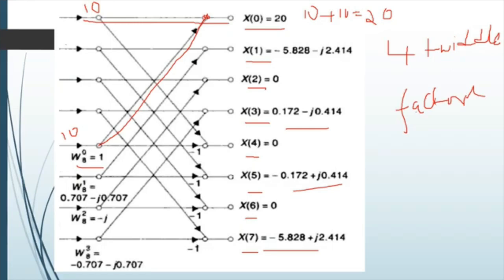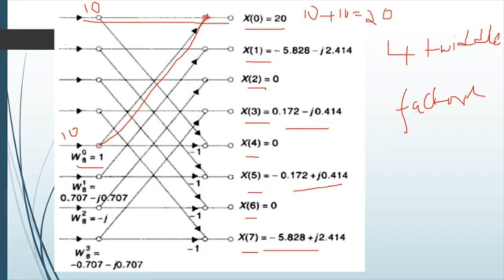So what is the other point connected to this? It is this fifth point. Therefore this 10 is multiplied with omega 8 power 0. Omega 8 power 0 value is 1, so 10 into 1 is 10. This 10 travels toward this side, so 10 plus 10 is equal to 20. 20 will be the solution for the final stage, and this output will be in normal order, where the input is in bit reversal order.